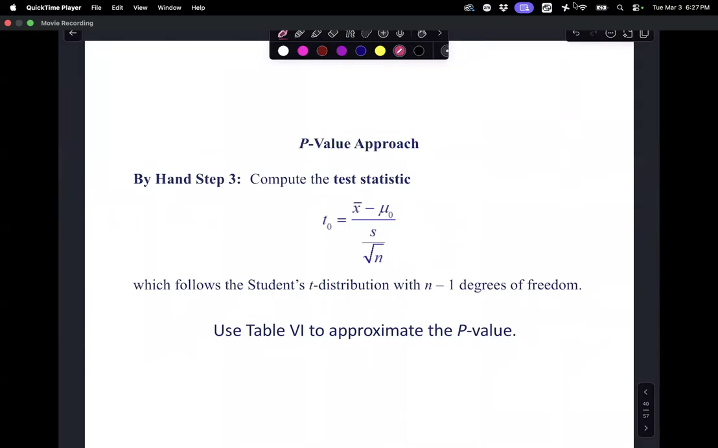Now, we basically do not use the table. It says to use table 6 to approximate your p-values. We pretty much don't do that, so just don't do it. And we don't have a special calculator function to get p-values except for the test that we're going to use. We don't use normal CDF. You'll see, I'll show you. We'll get there.